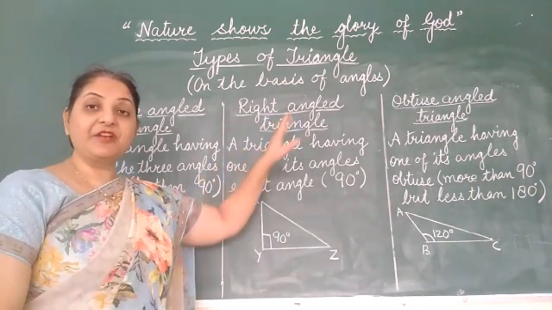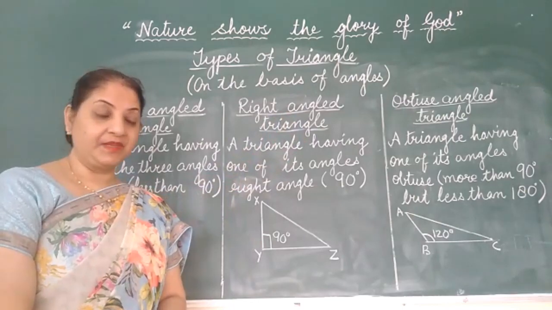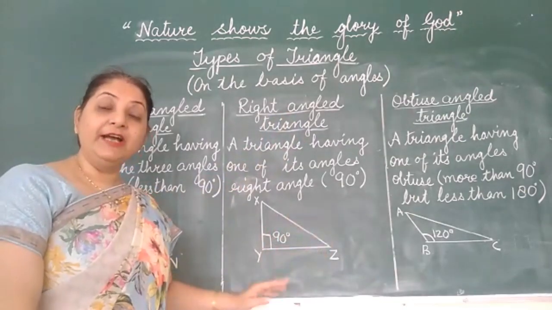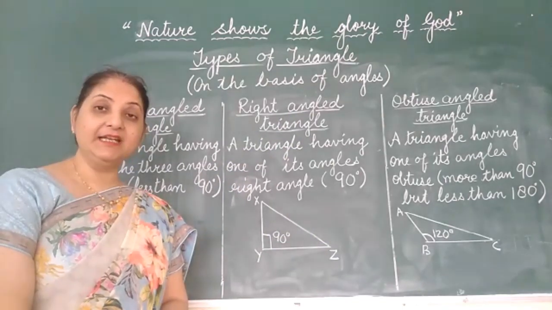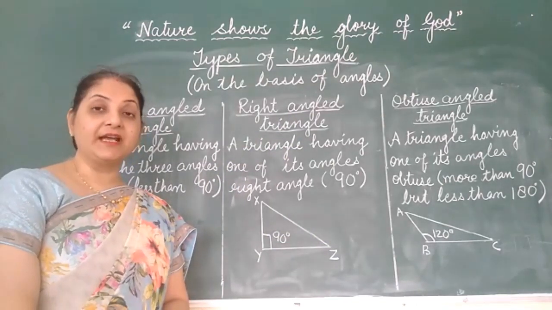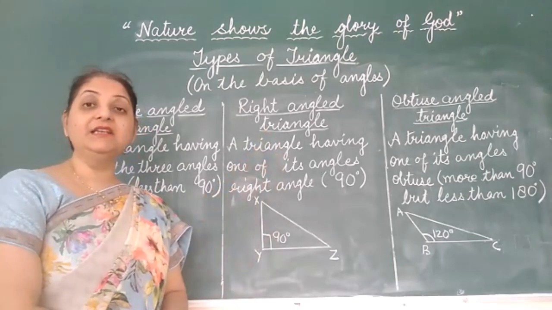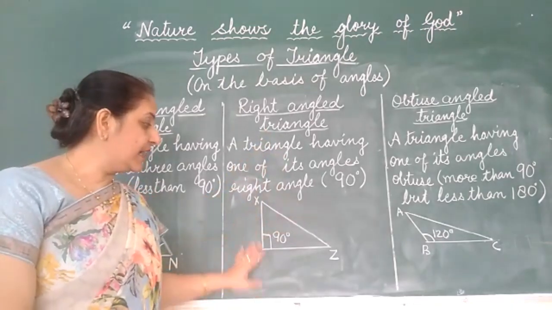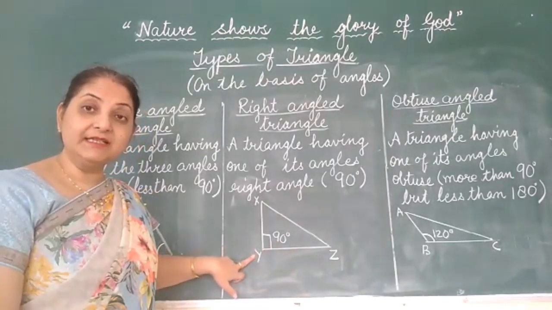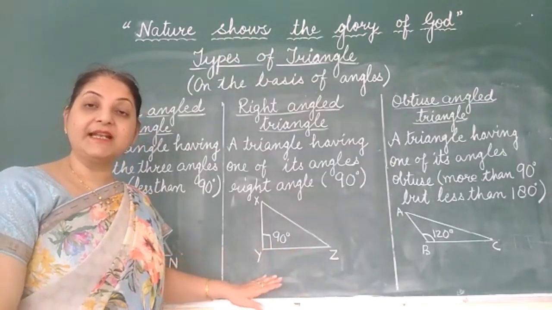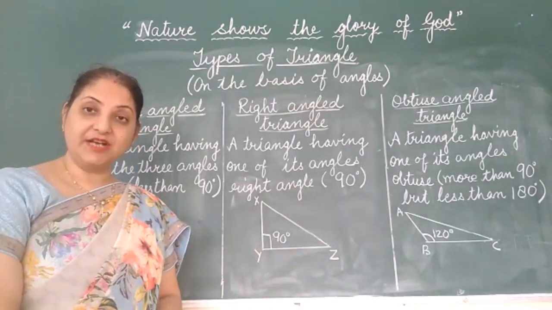The second type of triangle is the right angled triangle. When in a triangle one of its angles is a right angle, that means exactly 90 degrees, then the triangle is known as a right angled triangle. In this example, triangle XYZ, angle Y is a right angle. So this is an example of a right angled triangle.